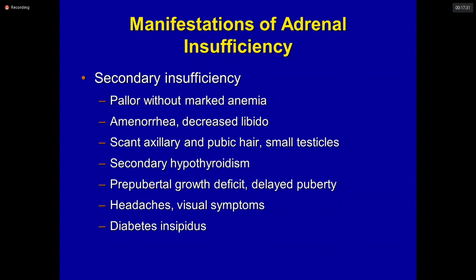Or it may be that this adrenal insufficiency is due to a tumor there that is disrupting ACTH secretion. So the tumor will be producing its own symptoms and manifestations, like headaches and visual disturbances, because the tumor there is related to the optic nerve chiasm. Or it can actually affect the posterior pituitary as well and induce diabetes insipidus.